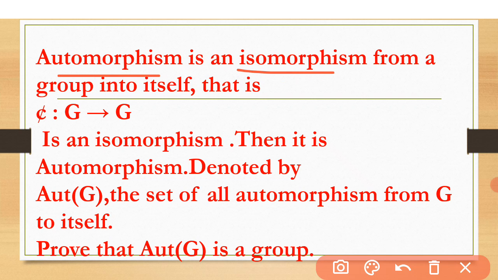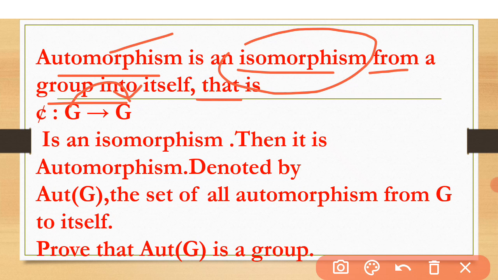Automorphism is an isomorphism. We know what isomorphism is. Isomorphism is a mapping between two groups, and that mapping should be one-to-one and onto, and also a homomorphism. If this isomorphism is from a group into itself, then it is called an automorphism. It means that automorphism is also an isomorphism, but it is a special case, that is, from a group to itself.